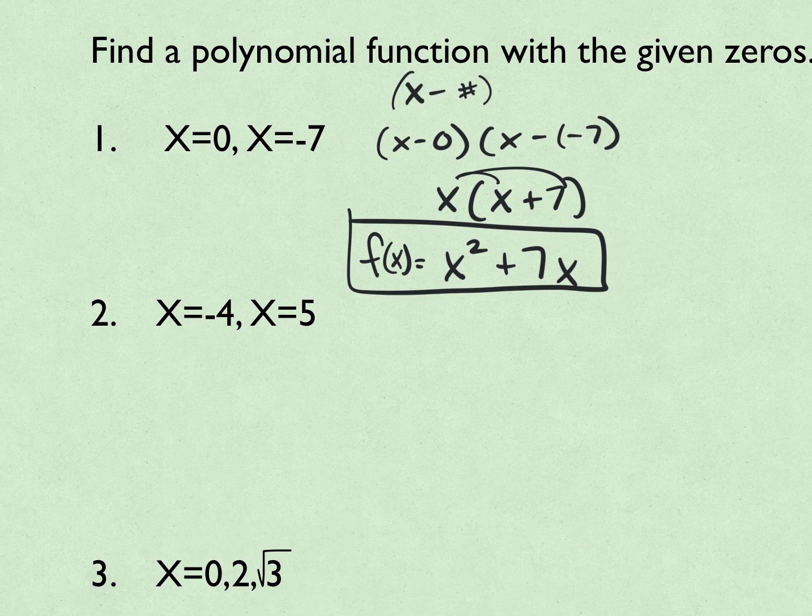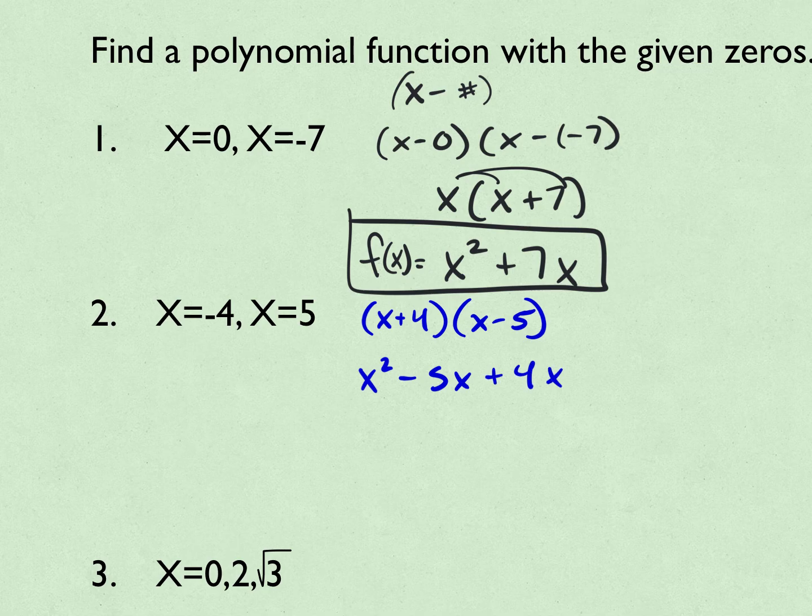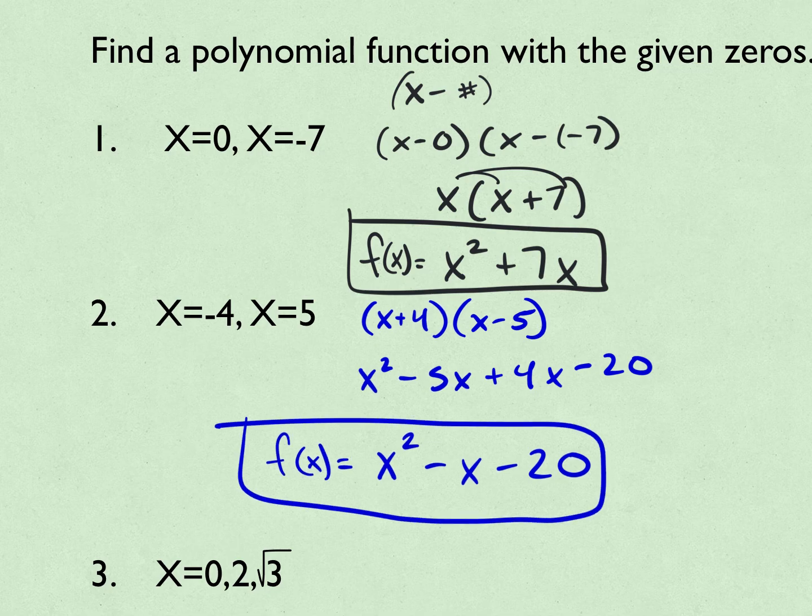Let's do the same thing for the next one. So here, what would go into my factored form? X plus 4 and x minus 5. Then we just FOIL it out. So we get x squared minus 5x plus 4x minus 20. Combine our like terms. So x squared minus x minus 20. And then don't forget you gotta name it. So I'll just call it f of x.